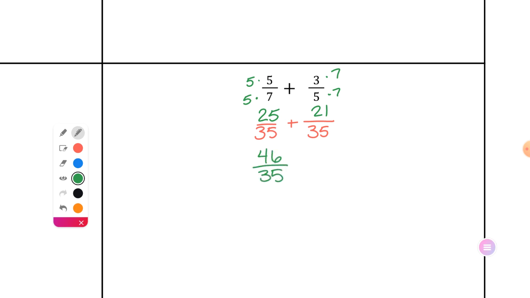Addie J, is that our best answer? When I change it to a mixed number, what do we get? 1 and 11/35. Good job. 1 and 11/35ths. Okay, not so bad, right?